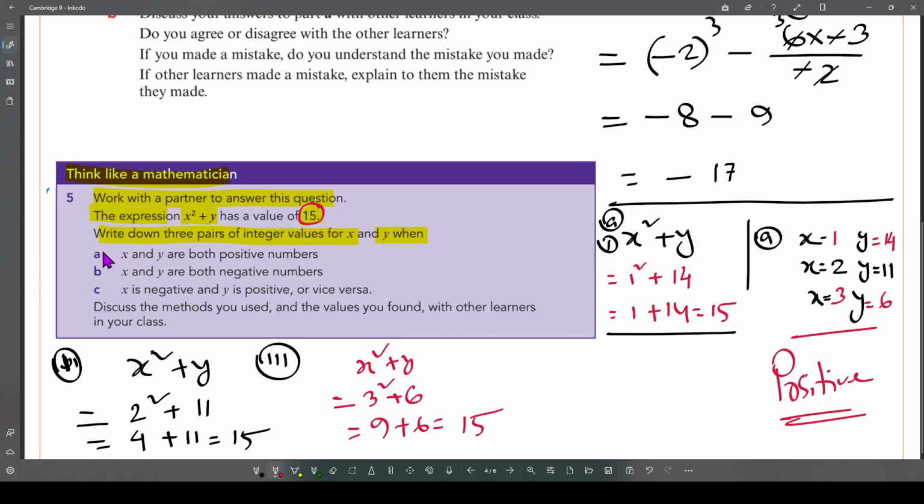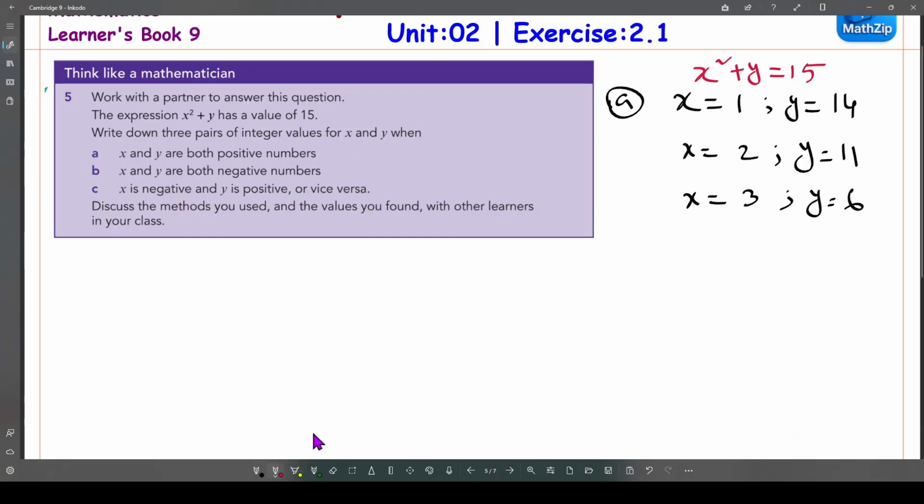Okay, so number A done. Now we will start number B. So this is the summation of the first part, number A. Number B, x and y are both negative numbers. So this is also a similar thing, x square plus y, we should make this one 15. So first one, x and y are both negative. So let's think.